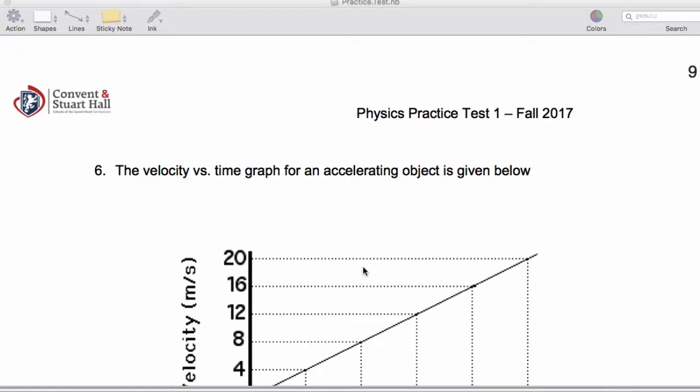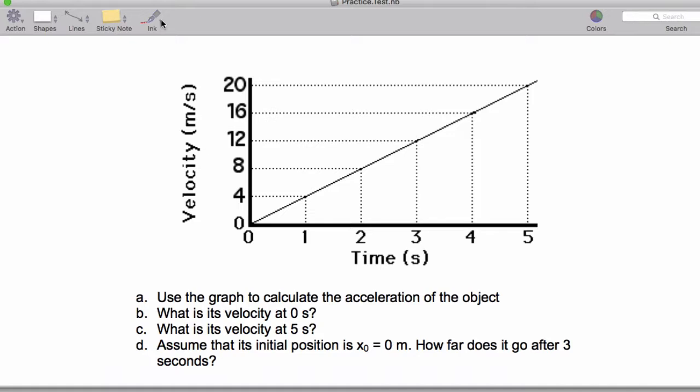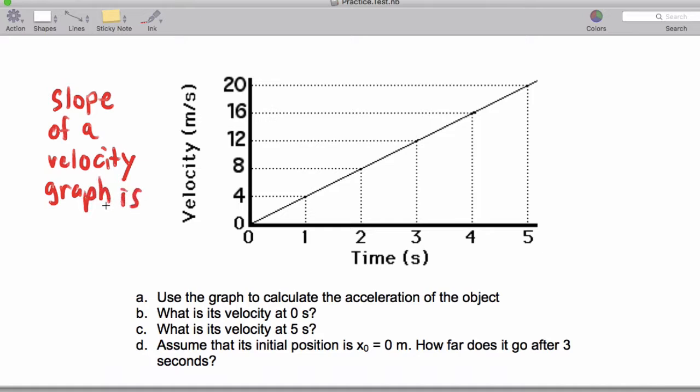All right, we have a velocity versus time graph for an object that's accelerating below. We're going to use the graph to get the acceleration, and in that case that means actually getting the slope. So let's remember, the slope of a velocity graph is the acceleration.